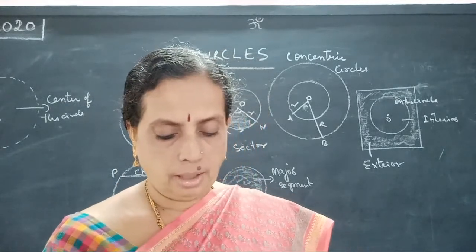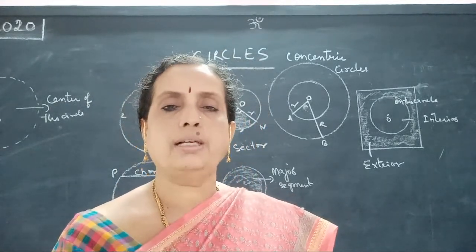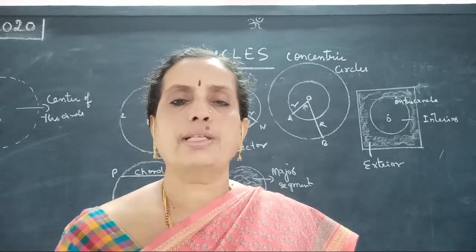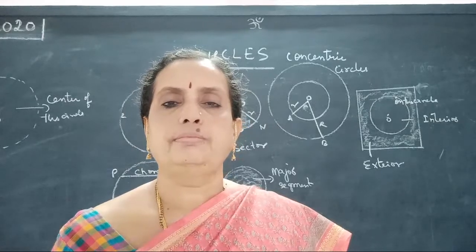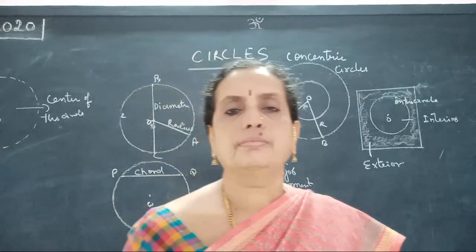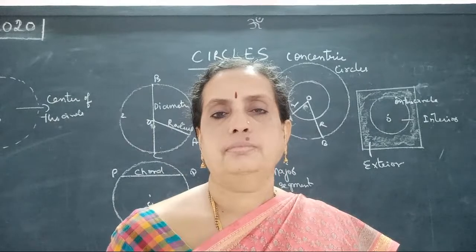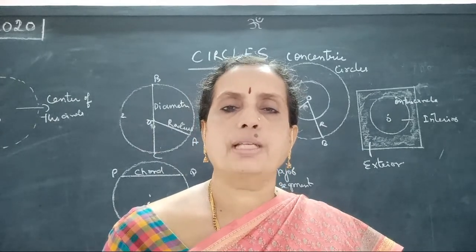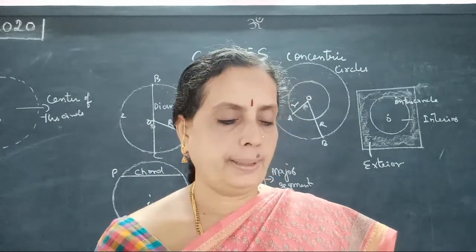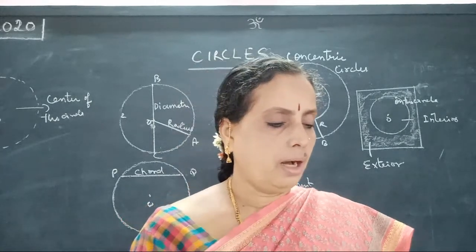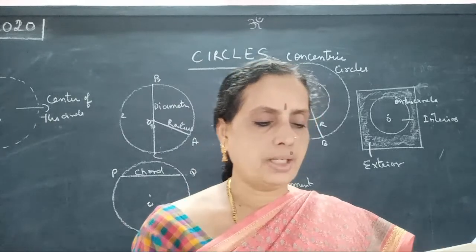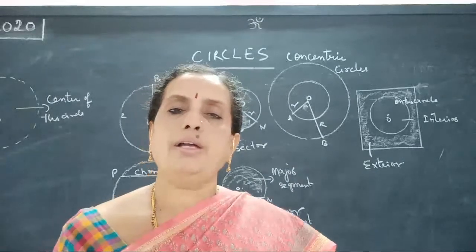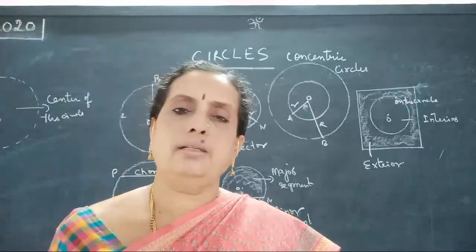Next, the longest chord of a circle is which is the longest chord of a circle? Yes, diameter. Next, an arc is a dash when it ends on the ends of a diameter. An arc is a semicircle.